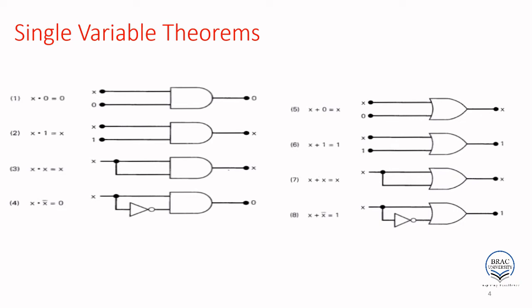So x dot 0 is 0, x dot 1 is x, x dot x equals x, x dot x prime equals 0. Similarly, this is the dot product, this is the OR product. x plus 0 equals x, x plus 1 equals 1, x plus x equals x, x plus x prime equals 1. So all of these single variable theorems will be very helpful for simplification purposes.